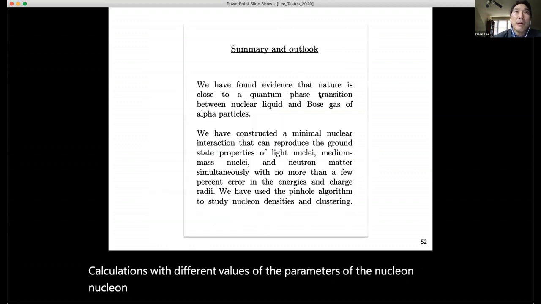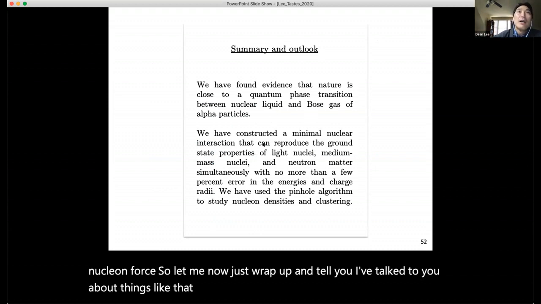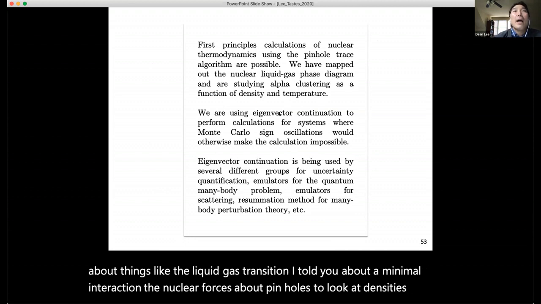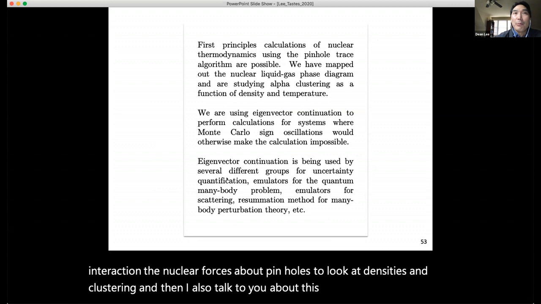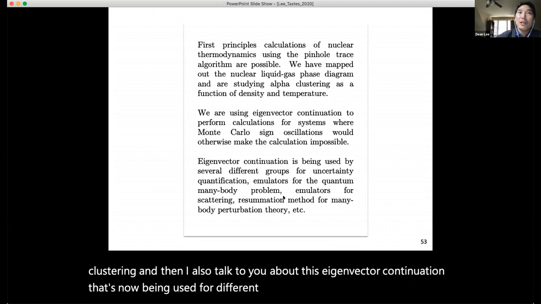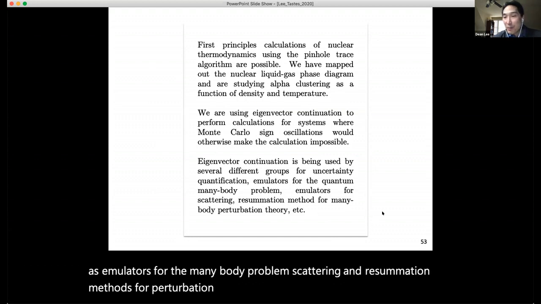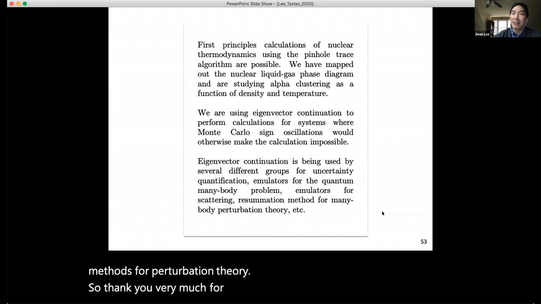So let me now just wrap up. I've talked to you about things like the liquid-gas transition. I told you about a minimal interaction of the nuclear forces, about pinholes to look at densities and clustering. And then I also talked to you about this eigenvector continuation that's now being used by different groups for uncertainty quantification, as emulators for the many-body problem, scattering, and resummation methods for perturbation theory. So thank you very much for your patience and letting me speak today.